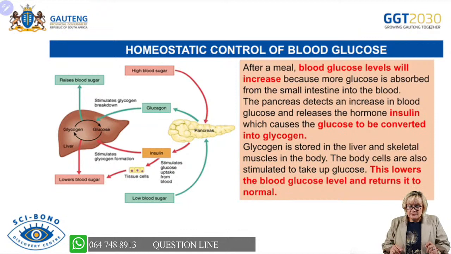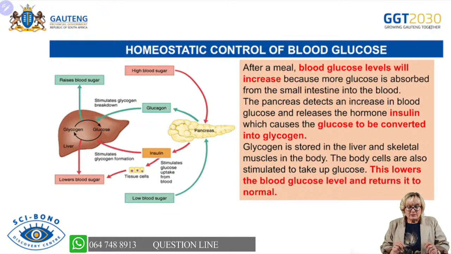Then glycogen is stored in the liver and skeletal muscles in the body. The body cells are also stimulated to take up glucose. This lowers the blood glucose level and returns it to normal. Remember my sentence, my very last sentence always, when I'm looking at homeostasis, is "and returns it to normal." All right, so that's very important that you remember that.